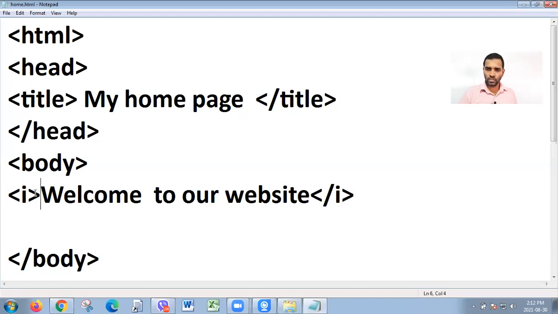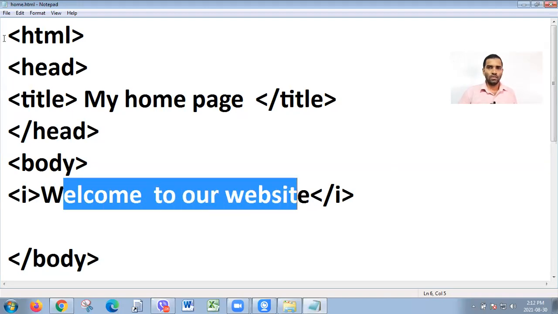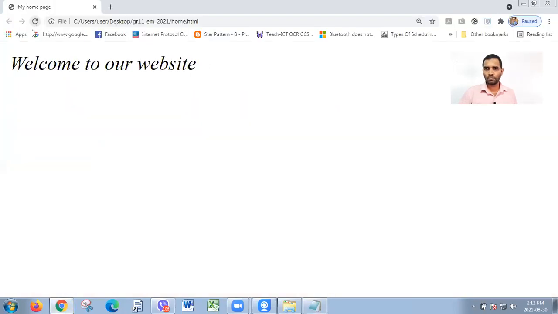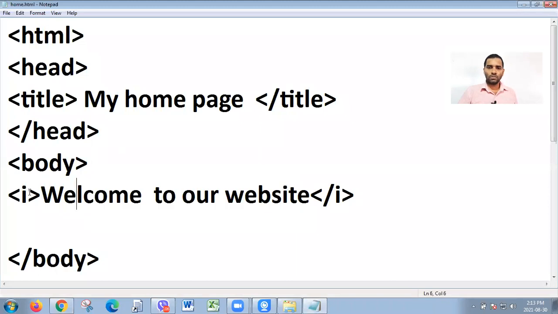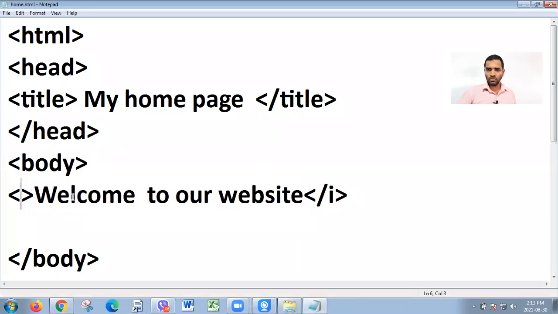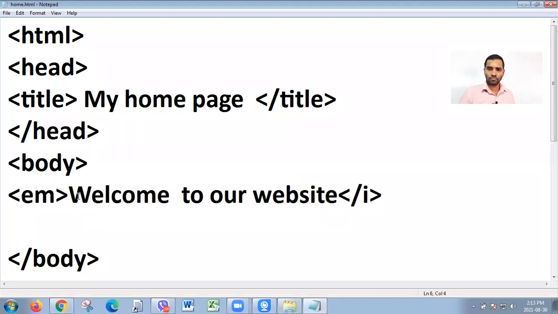In between the starting I tag and the closing I tag, you have this phrase, welcome to our website. What happens to that phrase now? It becomes italic. Look at the output. Welcome to our website. It shows the italic effect. You know that shape of the letters, right? They go slant, so that must be italic. For italic, there is another tag that also produces the same output, that is EM. EM, emphasize. You know what emphasize is in English, right?